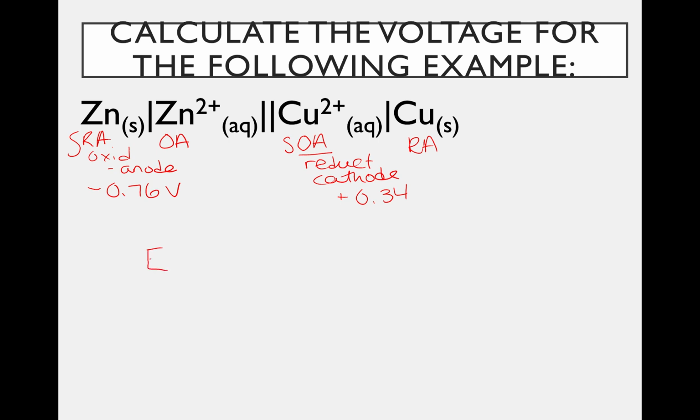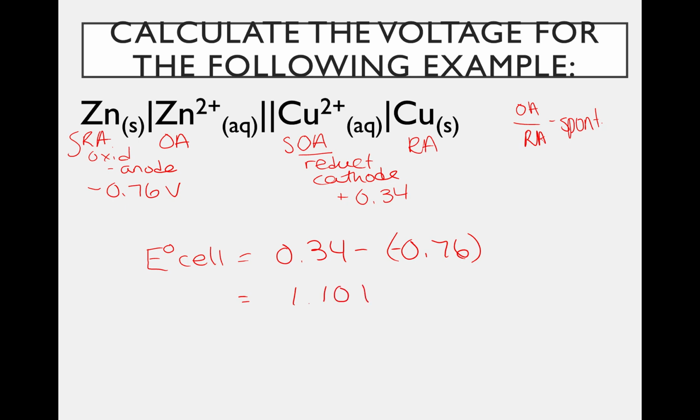So if you want to calculate the total voltage produced by this cell, we know it's going to be a voltaic cell because your OA is higher on the table than your RA, so that means you have a spontaneous reaction, so we should see our voltage being greater than 0. Your cell potential is always your cathode, so 0.34 minus your anode, negative 0.76. So we'll plug that into our calculator, 0.34 minus negative 0.76, and you get 1.10 volts. So that is the voltage of our cell.